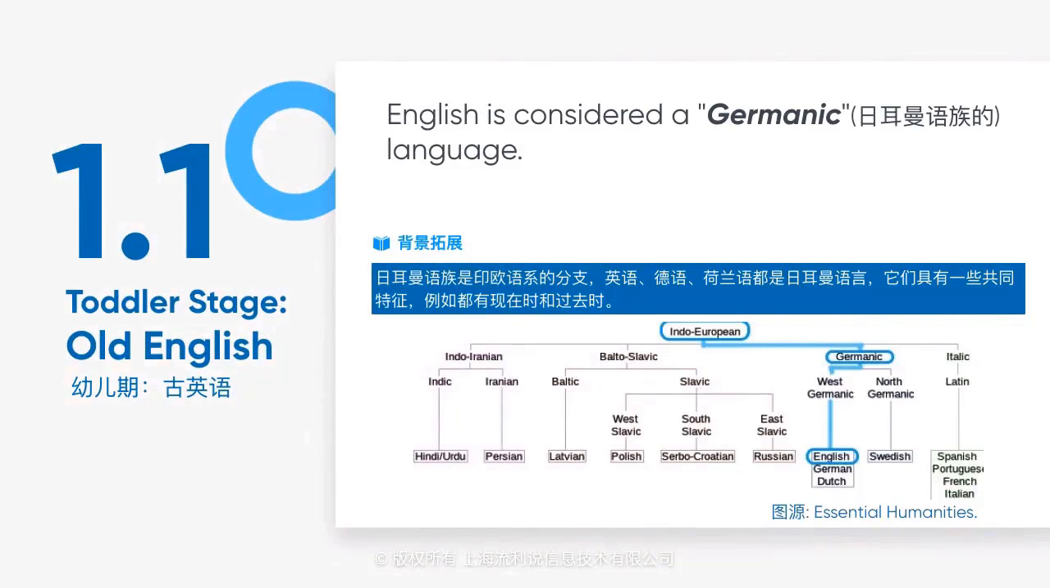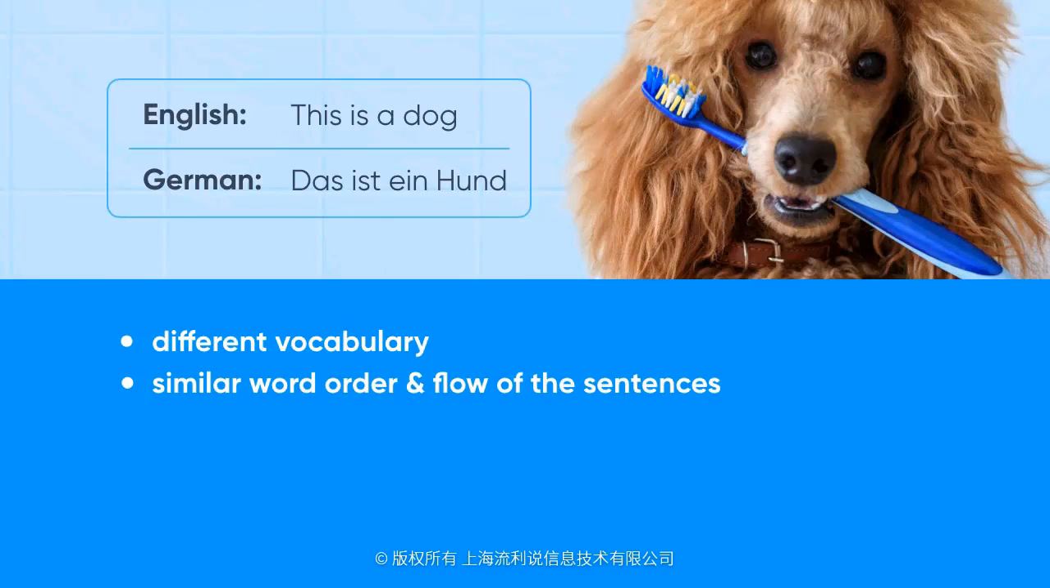English is considered a Germanic language, meaning that the grammar is related to Old German. Let's look at an example of this. Consider the sentence, this is a dog. In German, it's Das ist ein Hund. While the vocabulary is different, we can hear that the word order and the flow of the sentences are similar. The German word Hund also sounds similar to the English word hound, which is a synonym for dog.